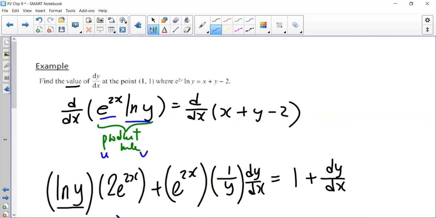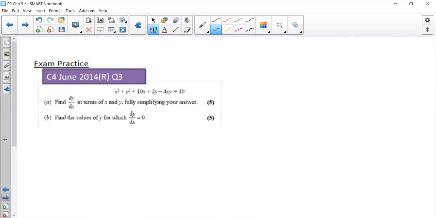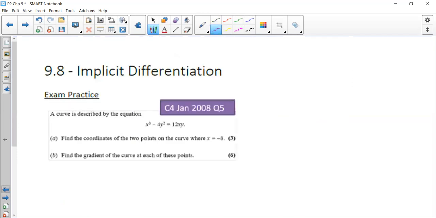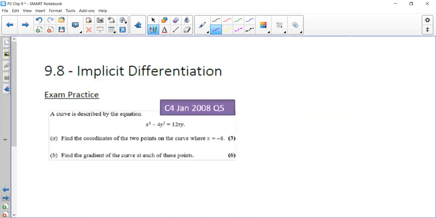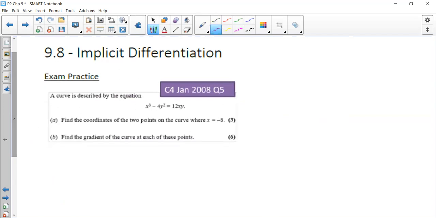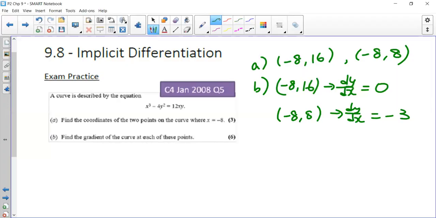If you're happy with this, again, pause the video and have a go at this exam practice. Actually, did I give you two? There are two in here, so one by one. The first one here is C4 January 2008, question 5. When you're ready for the answer, you can press play. Right, here are the answers for question A, question B. If you got it right, well done, move on. But if you don't, I'm going to explain how we do that.